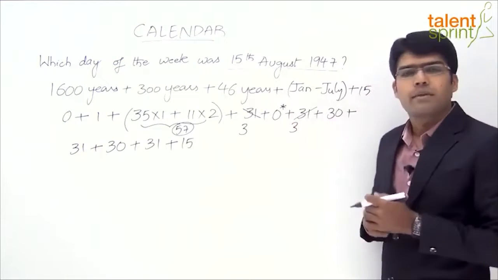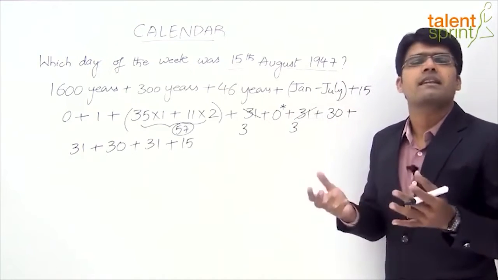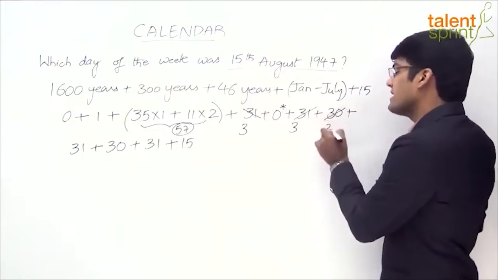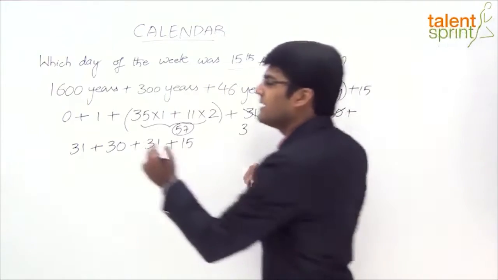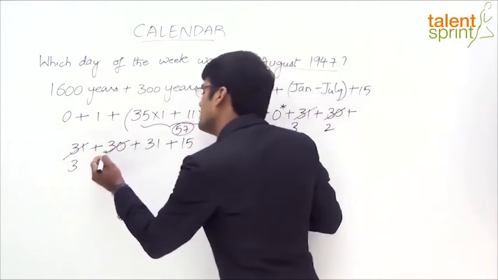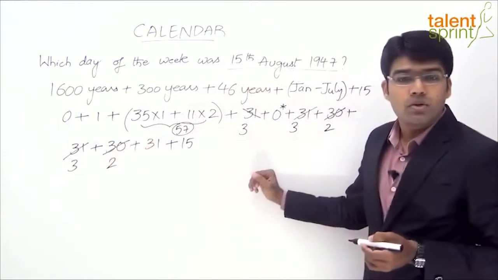Then comes the month of April. April has got 30 days. 30 days again can be split as 4 weeks plus 2 days. So 2 odd days, 30 can be taken as 2 odd days. Likewise, the month of May has 31 days, which is equivalent to 3 odd days. Then comes June, 30 days, which is again equivalent to 2 odd days.